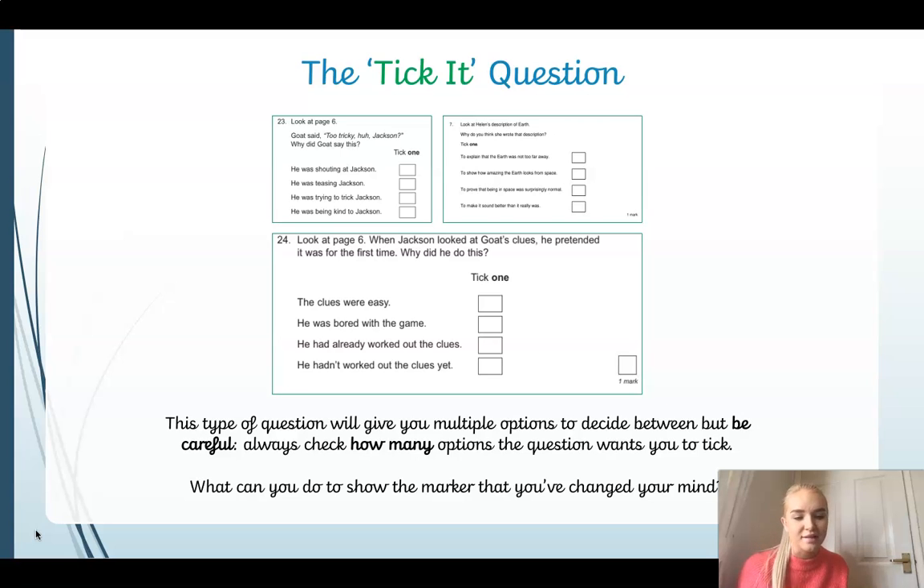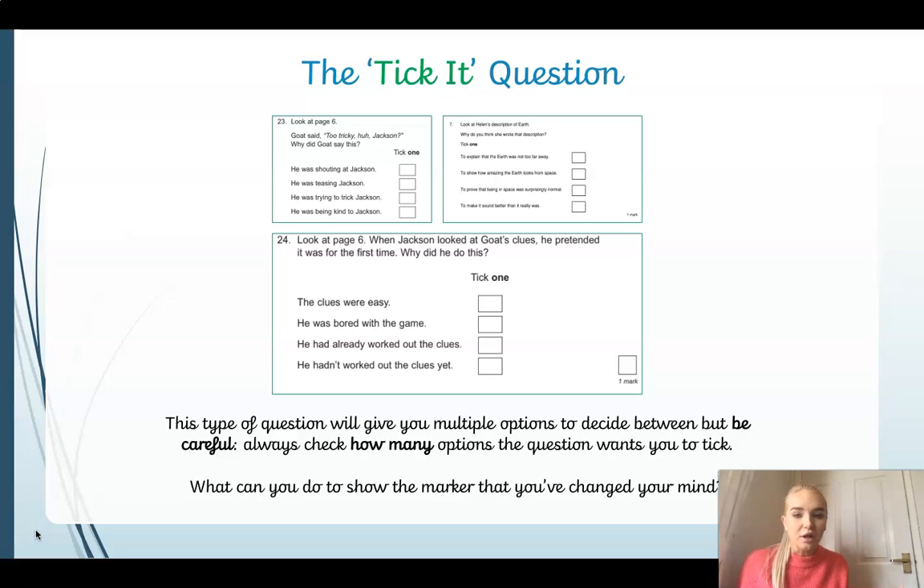Just one. Fantastic. Now, if you tick a box and then you read the answers again and you decide, actually, I don't think I want to give this answer, what could you do to show the marker that you've changed your mind? Are you going to tick another box so then two of them are ticked? No, you can't do that, can you? Because then that would be ticking two rather than one.